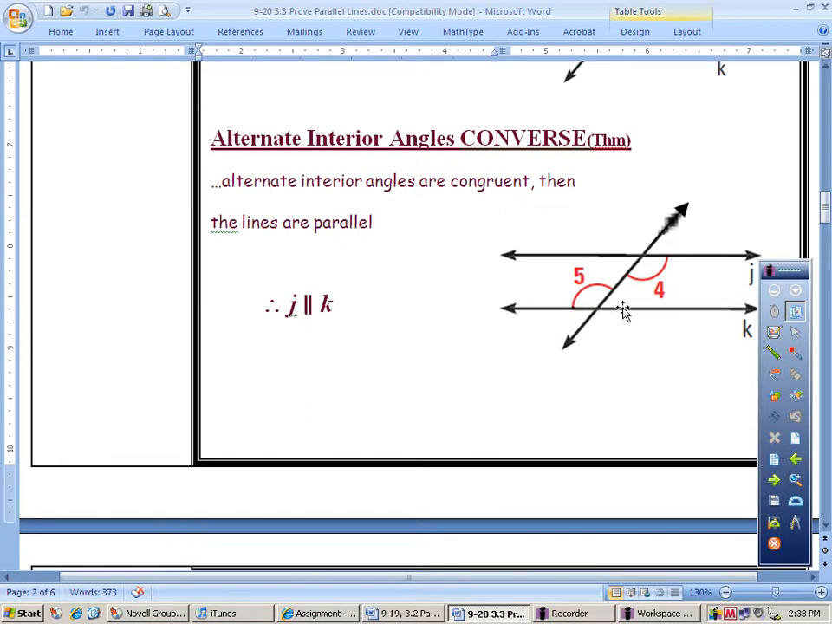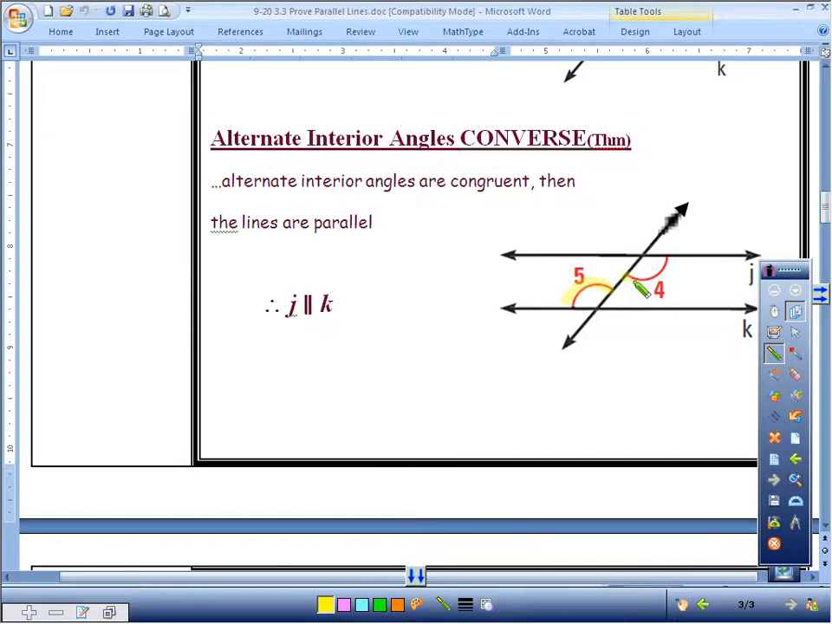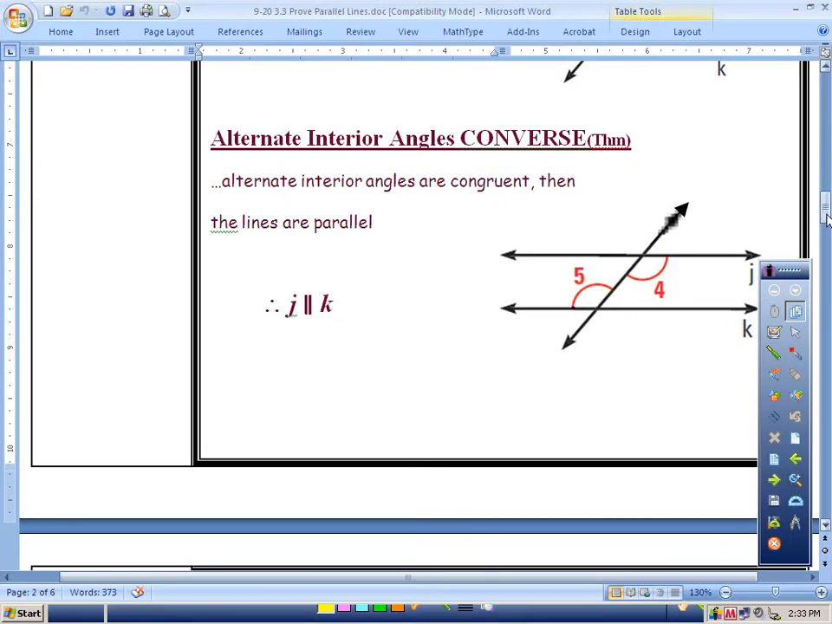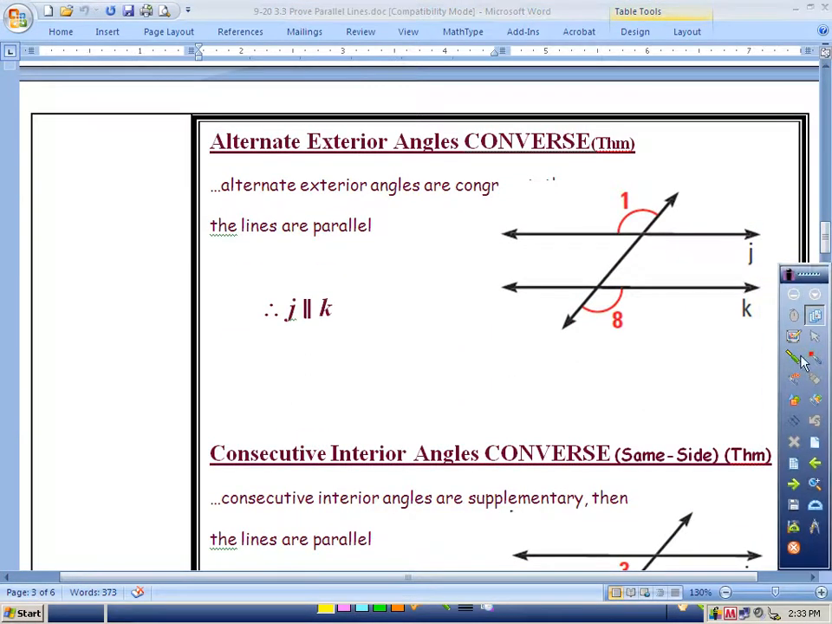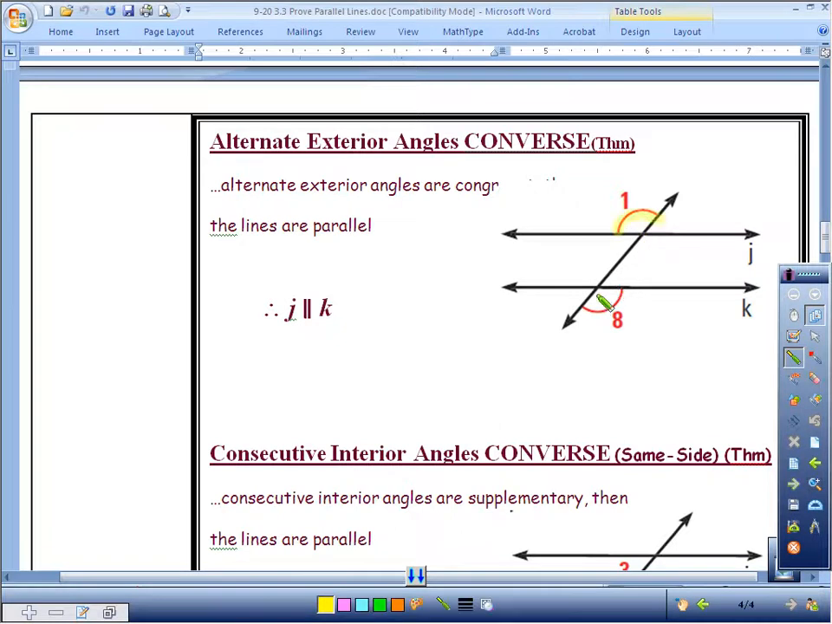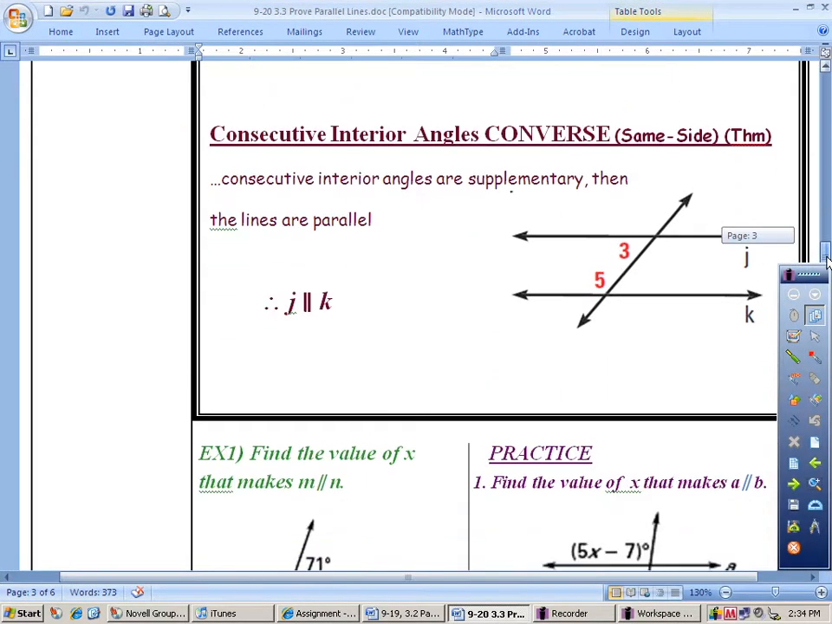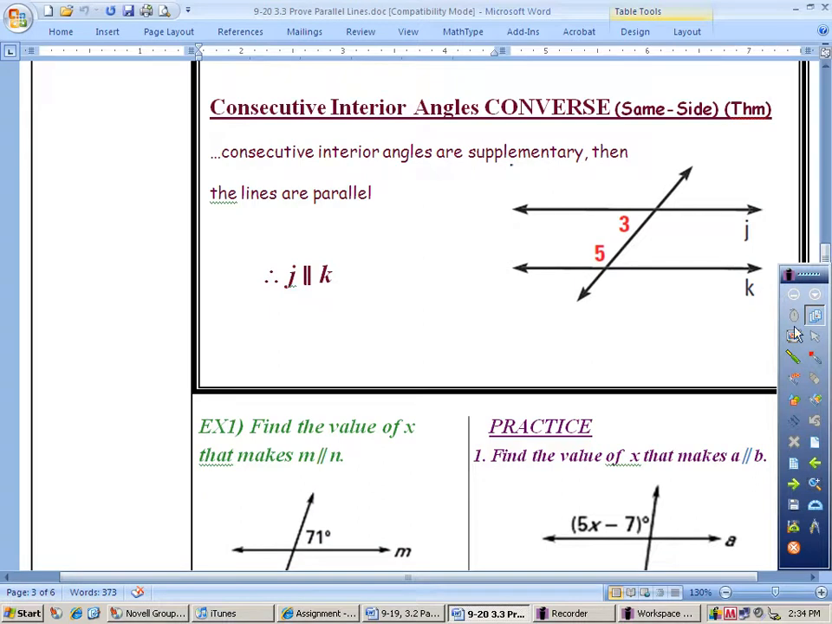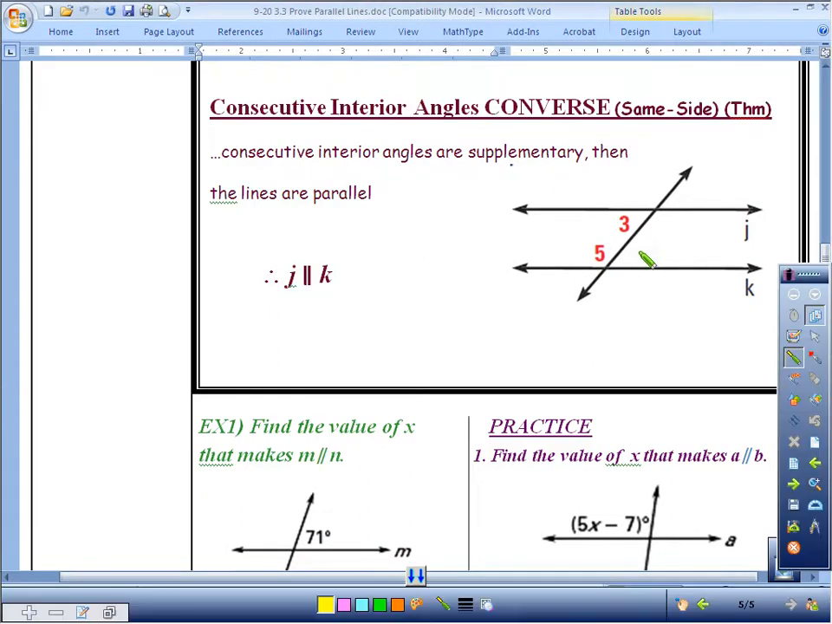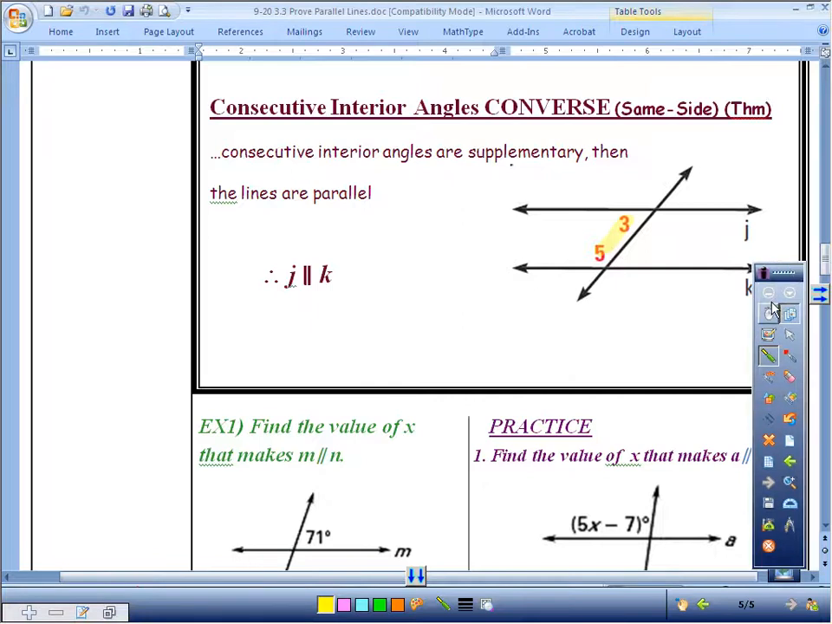We also have the alternate interior angles converse, which says that if alternate interior angles, like 5 and 4, are congruent, then line J and K are parallel to one another. And the alternate exterior angles: if alternate exterior angles, like 1 and 8, are congruent, then line J and K are parallel. And the consecutive interior angles converse, or same side: if your consecutive interior angles are supplementary, so they total 180, then line J is parallel to line K.